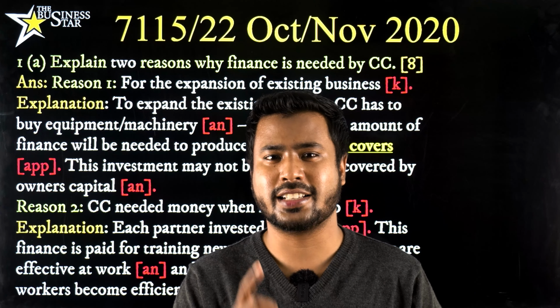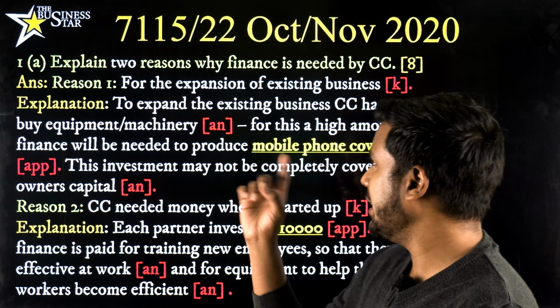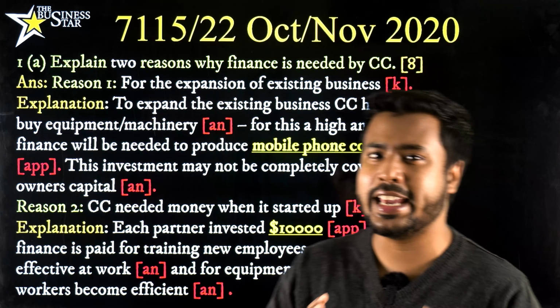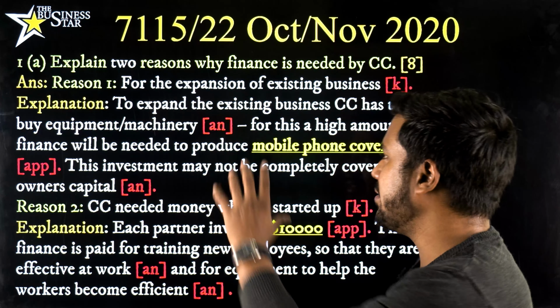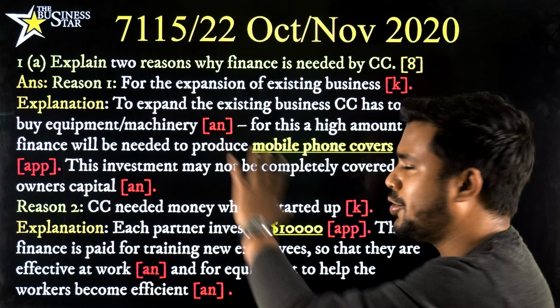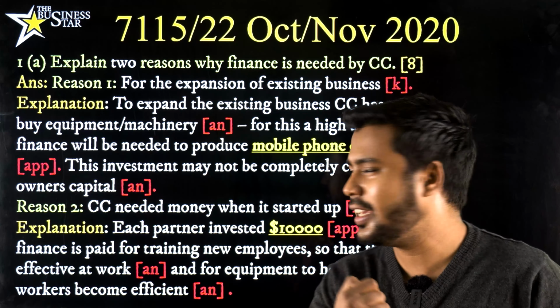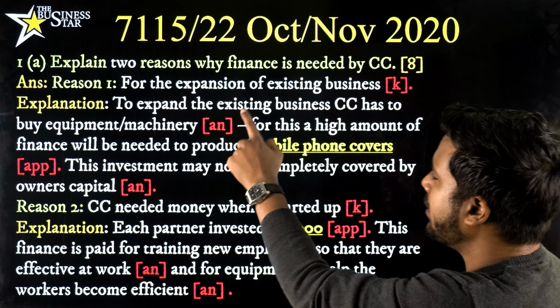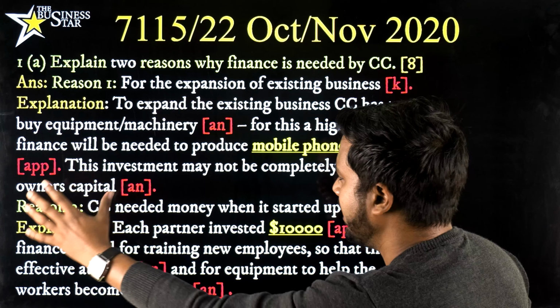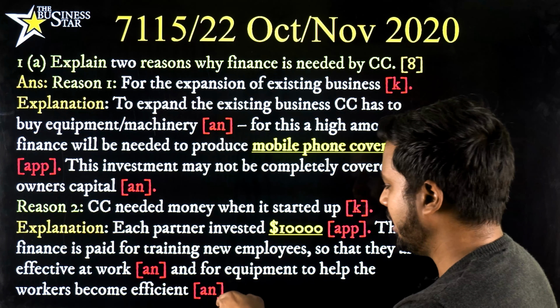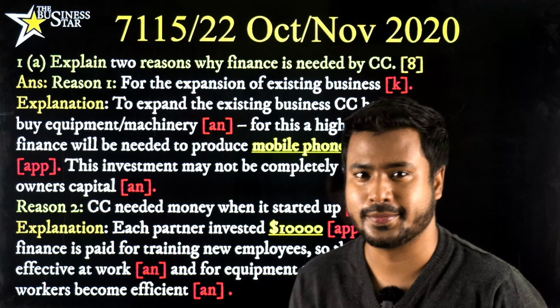Business stars, starting with the first question, question 1A. It's an 8-mark question. Remember, in an 8-mark question, you need to divide the answer into 2 parts, and for each part you'll receive 4 marks. So you see 1 mark, 2 marks, 3 marks and 4 marks. Again in reason 2, 1 mark, 2 marks, 3 marks and 4 marks. So let's start the question.